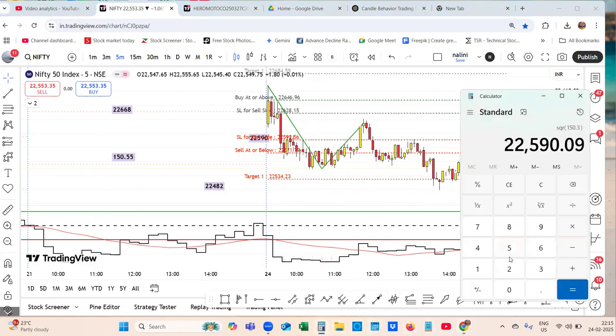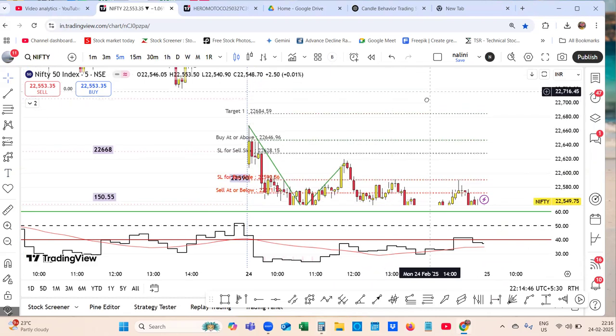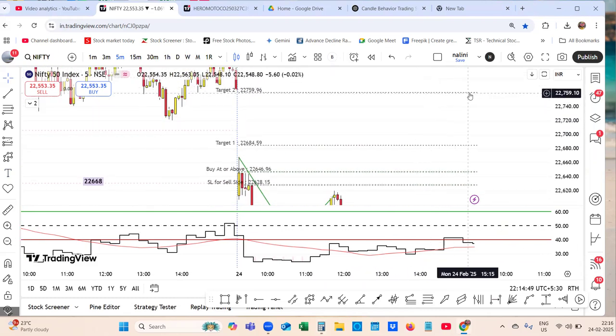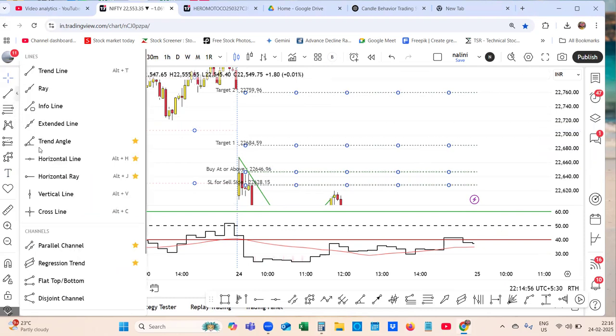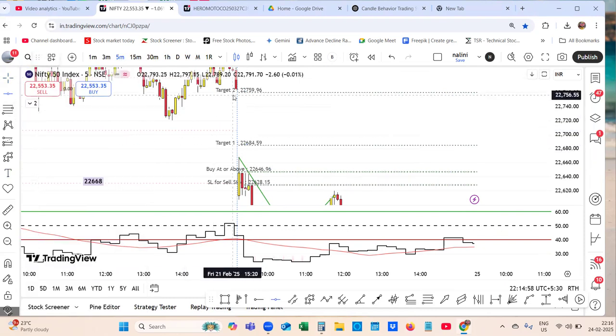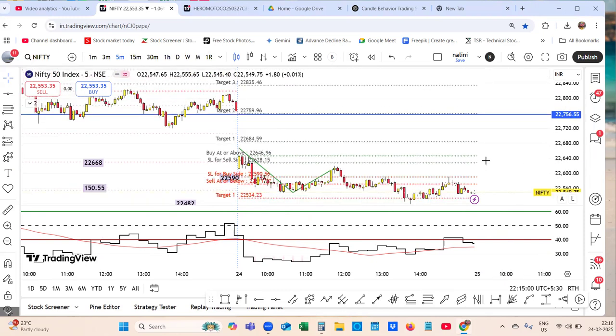And if I add, I may get one level: 150.55 plus 0.25 is equal to 150.2. So you are getting 22,740 as this level, 22,000. So price has to move above this angle to become positive. That is the idea.